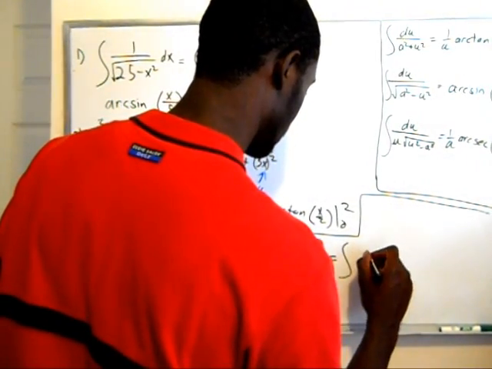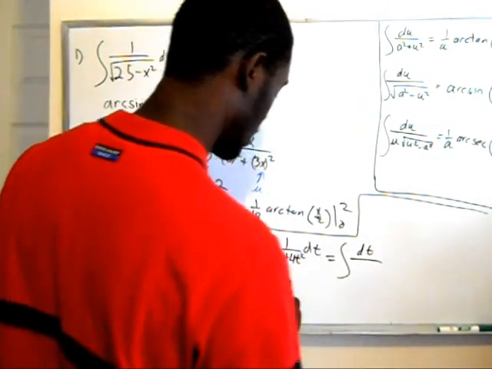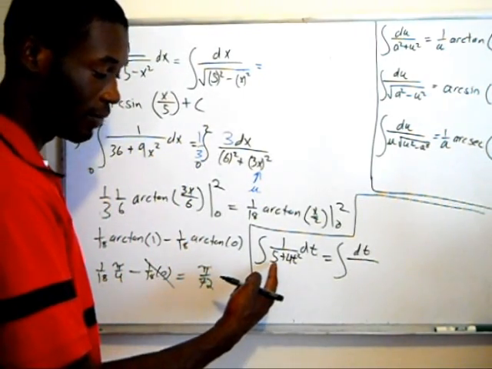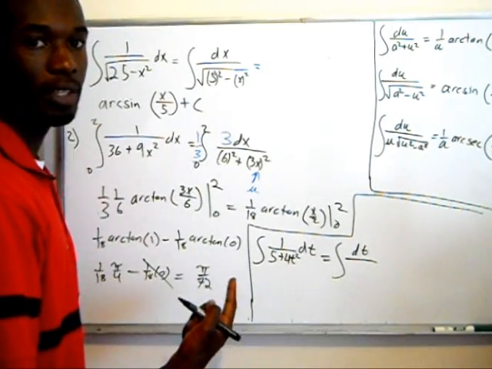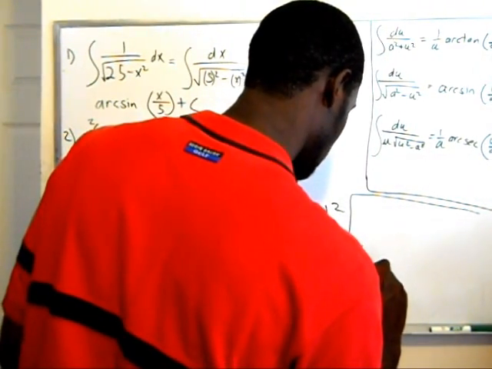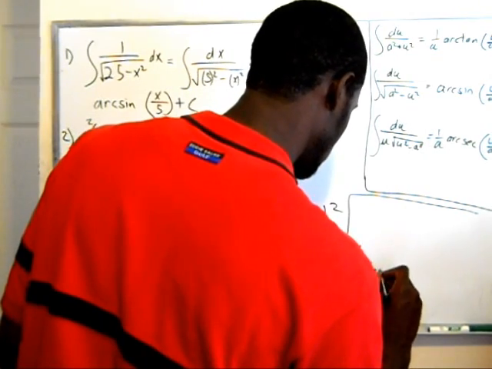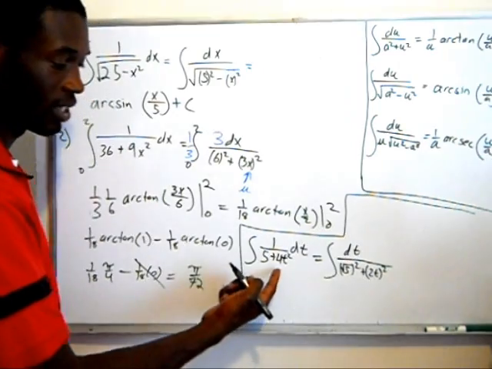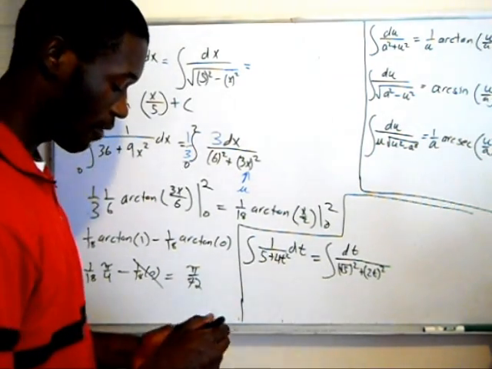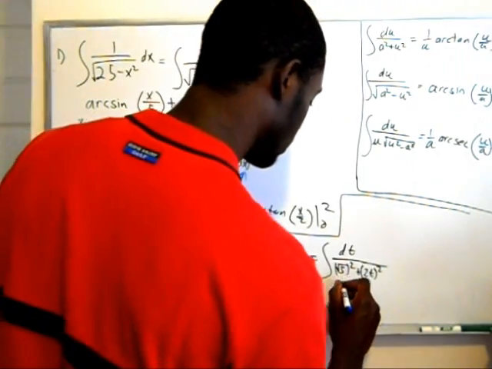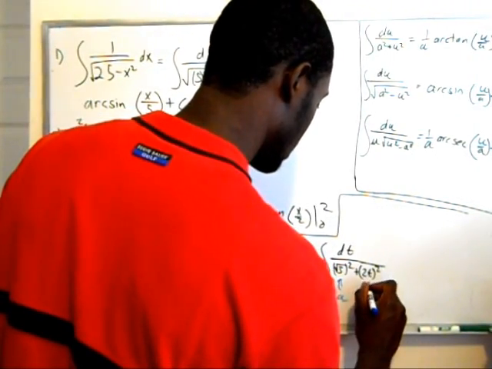So this is the integral of dt over 5. That is going to have to be my a squared, because that's the number. But this isn't a perfect square, but that's no problem. I'll just put square root of 5. So square root of 5 squared plus 2t squared, because 2t squared is equal to 4t squared. So now I have my a, and this is my u.